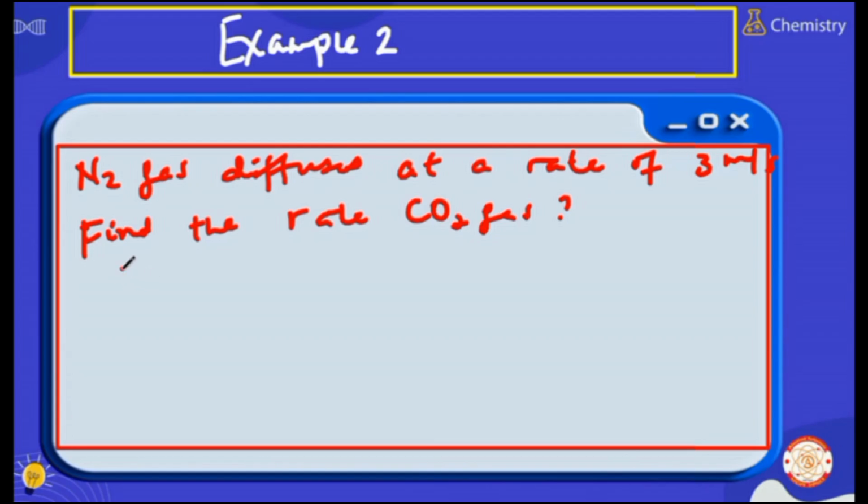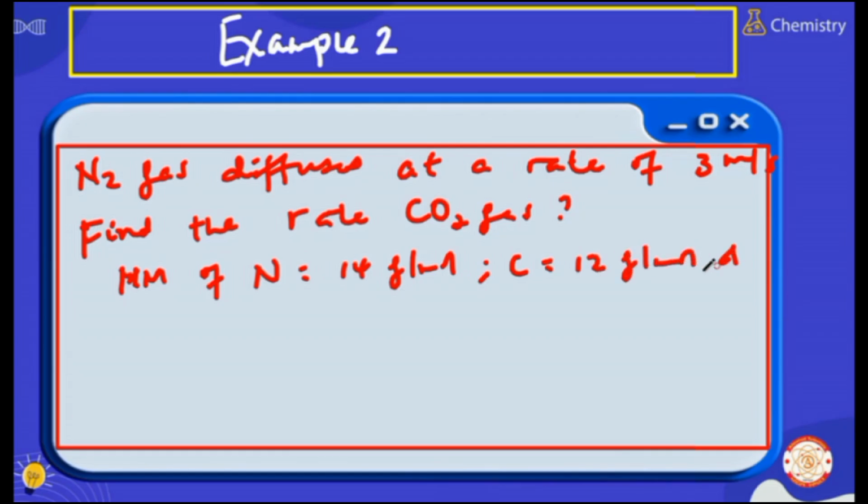So the molar mass of nitrogen is 14 gram per mol, carbon is 12 gram per mol, and that of oxygen is 16 gram per mol. Now, given this information, can you calculate the rate of carbon dioxide if nitrogen gas diffuses at the rate of 3 meters per second?